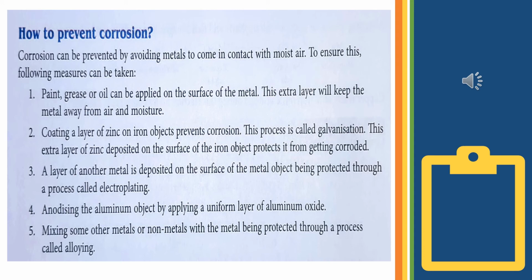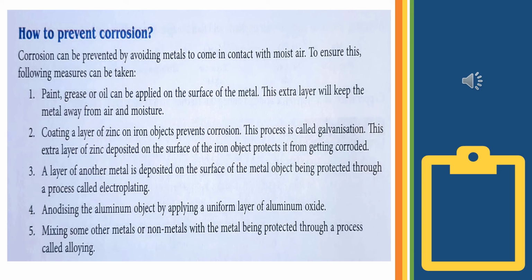So we have studied what corrosion is. So what does corrosion do? Basically, when the layer of rust falls off, it exposes the inner surface of iron or other metals, in which a new layer of rust develops. Thus, it slowly eats away the iron objects.